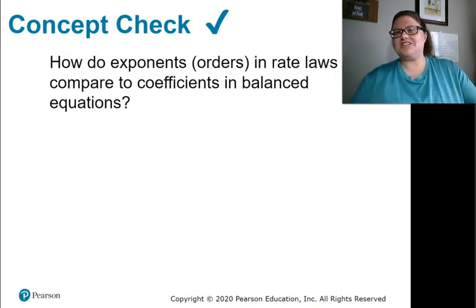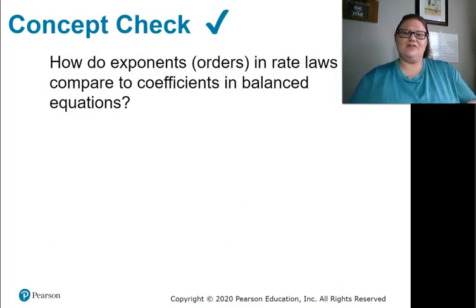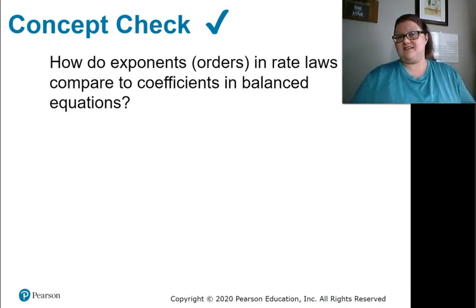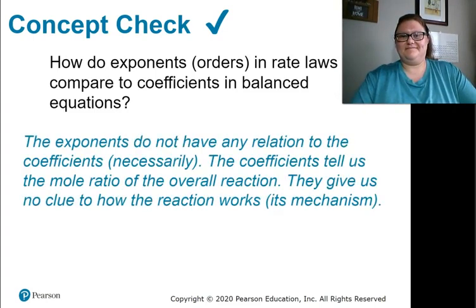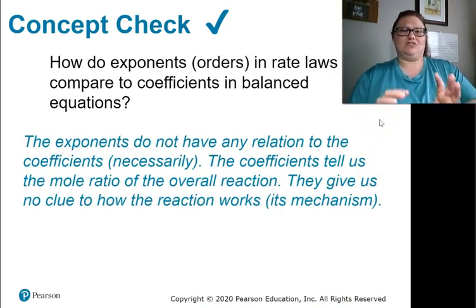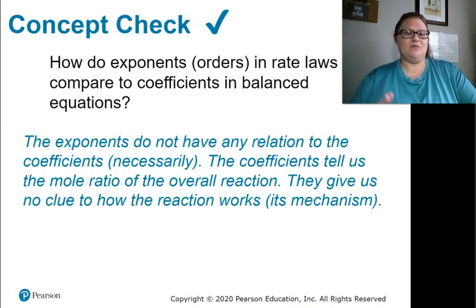All right, let's do a quick check to see if you get the idea. How do the exponents, which are the orders in rate laws, compare to the coefficients in a balanced equation? They have no relation to it. That's a typical mistake, though. Students will look at the coefficient in the balanced equation and automatically make that the order. Just keep in mind, there's no relation to how that works. So it has to be figured out the way we just looked at in that last example.